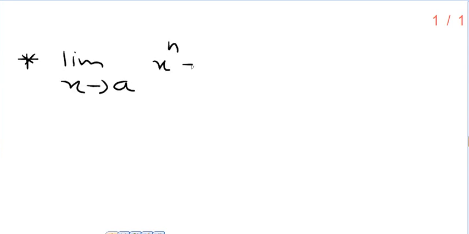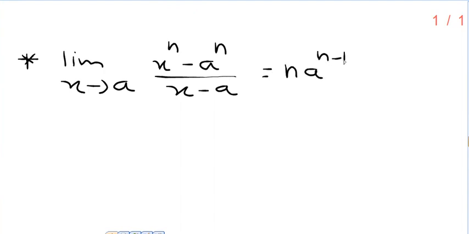Now we list all standard formulae. The first one is limit x tends to a, x raised to n minus a raised to n upon x minus a, which is n into a raised to n minus 1. Initially we proved the result for n belonging to the natural number set, but the result is seen to be true for n belonging to R, the set of real numbers.